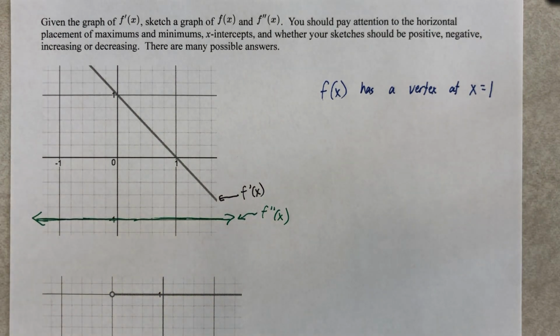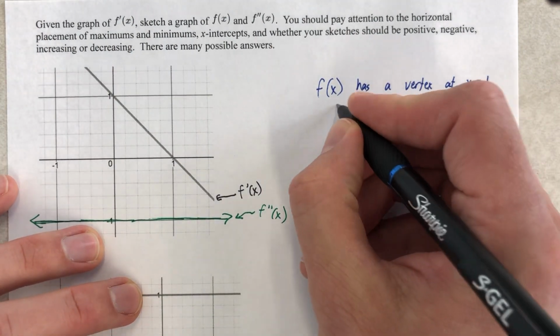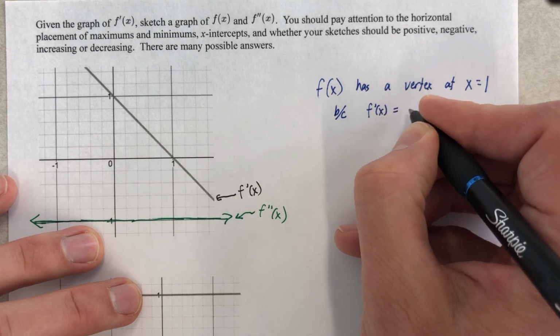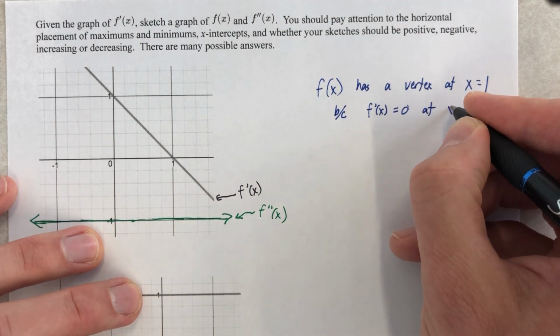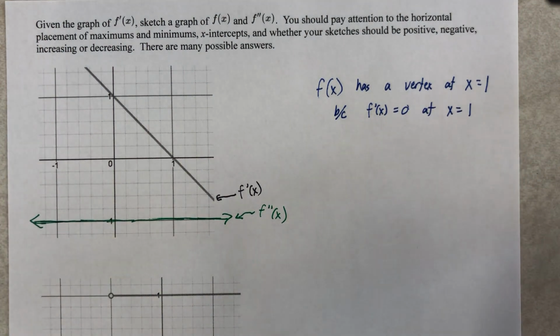I'm going to write reasons too. You don't have to write all this, I'm just explaining it and I want you to see what I'm saying. F of x has a vertex at x equals 1 because f prime of x equals 0 at x equals 1. I could have said f prime of 1 equals 0. That would have been the same thing. I was a little wordy, sorry.